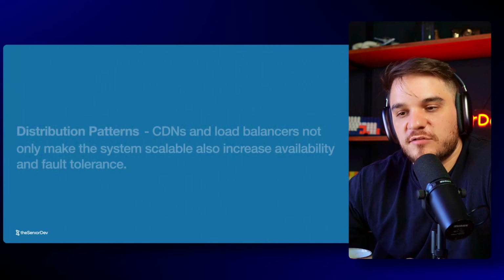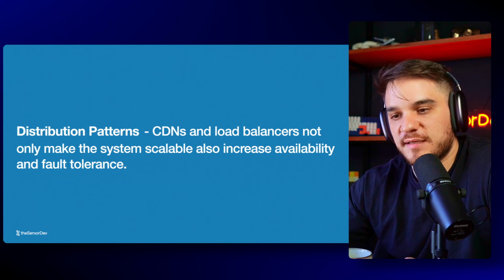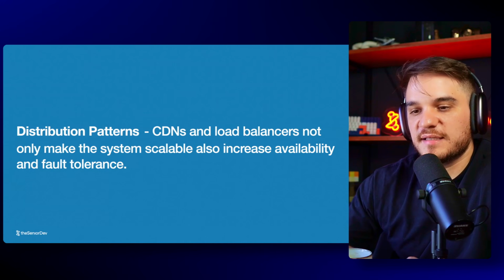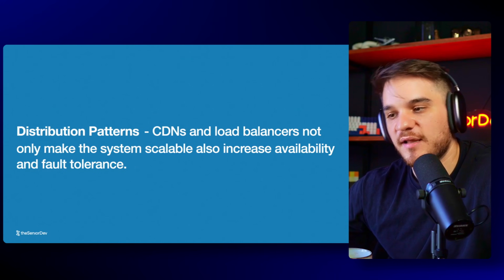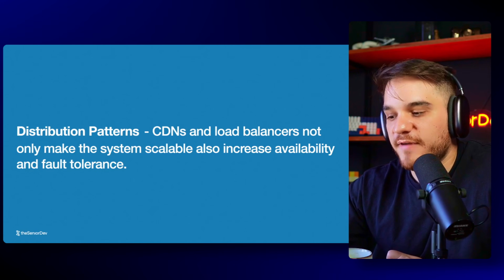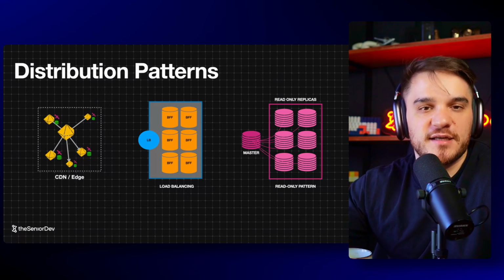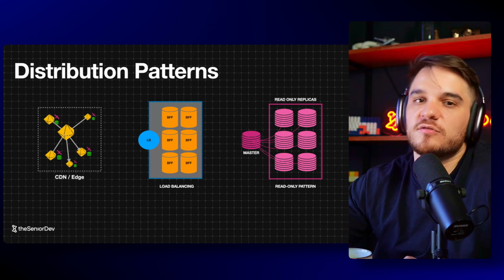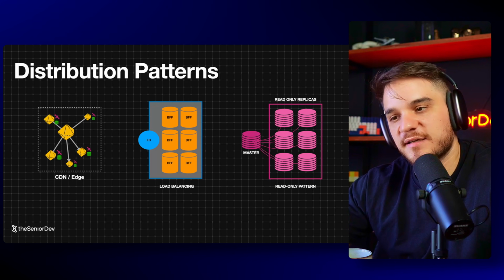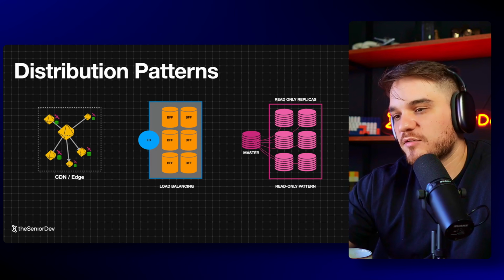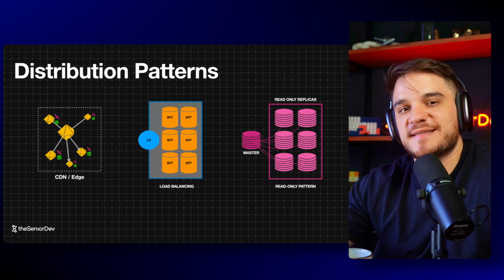So in order for us to make something available, we will use distribution patterns. And the good thing about CDNs and load balancers is that not only do they make the system more scalable, but because they add this application dimension, they also increase our availability. And so basically in a CDN, if one of the edge locations fails, you can easily redirect users to another one. In the load balancer, it's pretty much the same. If one instance fails, you can always instruct the load balancer to redistribute traffic between the instances that are healthy.